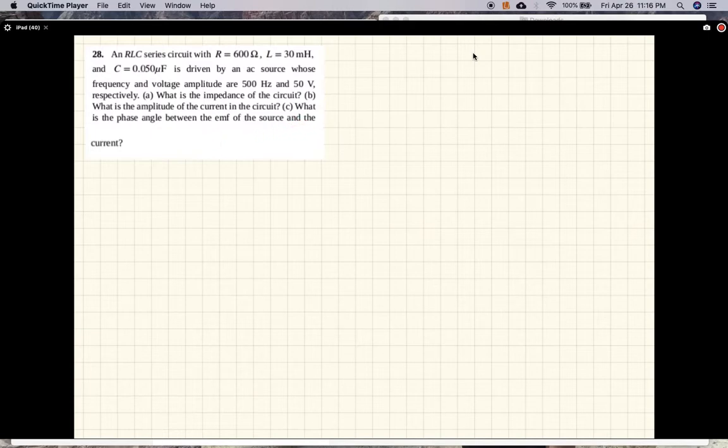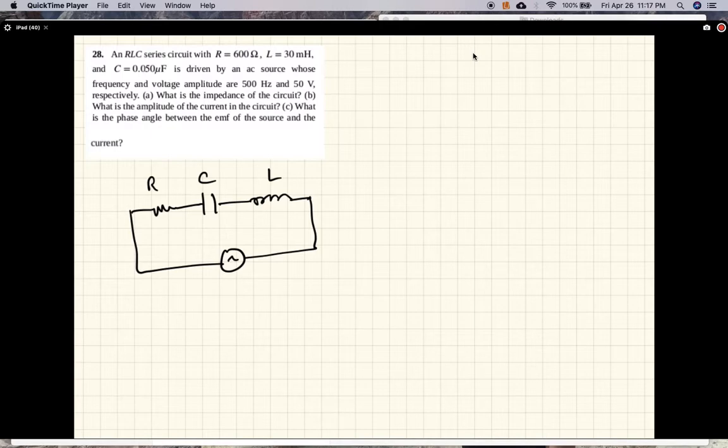Okay, so let's draw a circuit first. And there's the resistor, and there's the capacitor, inductor, and these are connected to an AC source. R, C, L. Okay, the first thing we want to do is calculate the impedance, and a good habit to get into is to calculate XC and XL right away.